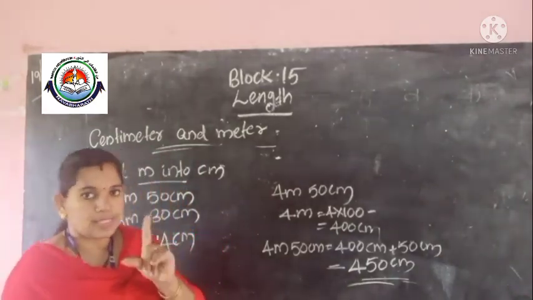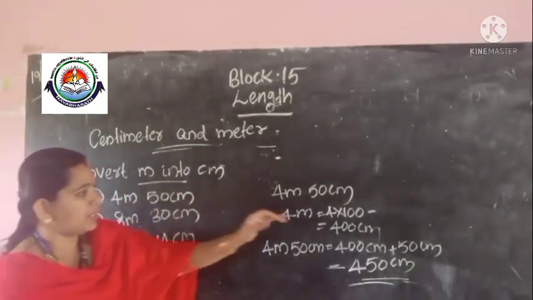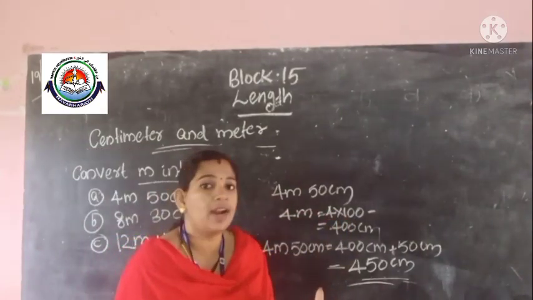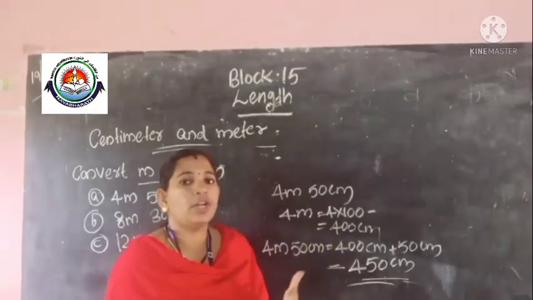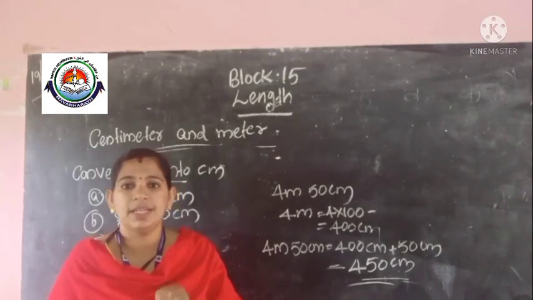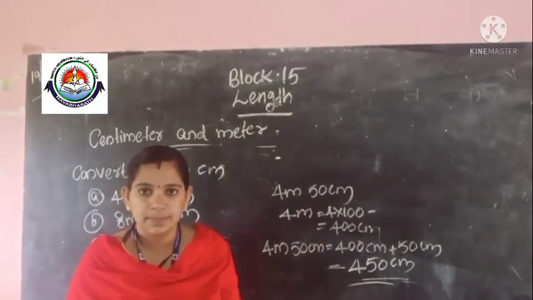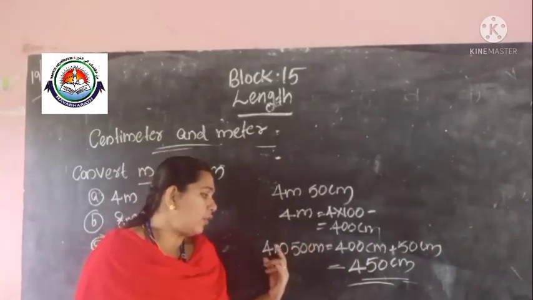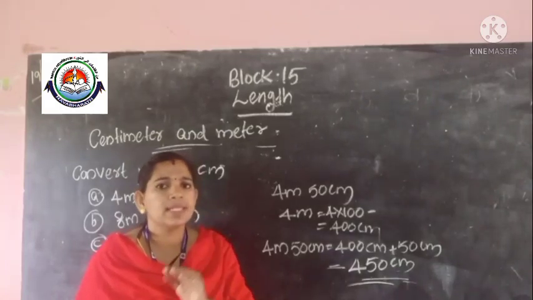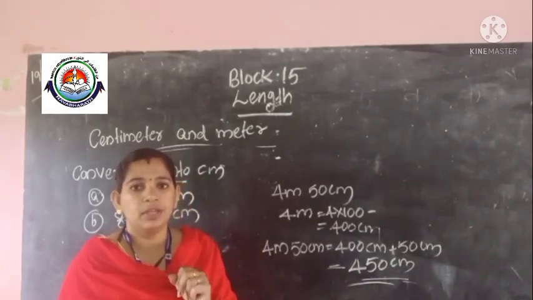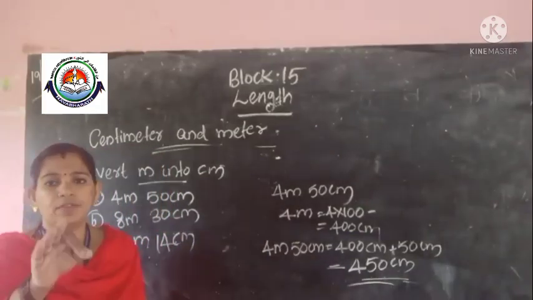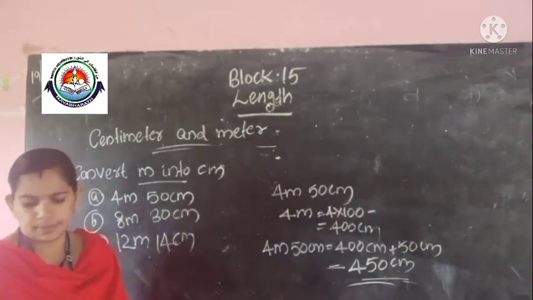Is it clear? Once more I say. In 4 meter and 50 centimeter, just take 4 meter only. In 4 meter, how do you convert? You multiply with 100. 4 into 100 is 400. So 4 meter we can get 400 centimeter. Then 50 centimeter is there. So we can write 400 centimeter plus 50 centimeter. Both are centimeter, so you can add both. 400 plus 50, 450. Remaining questions you do alone. After writing the answer only, you check your answer here.